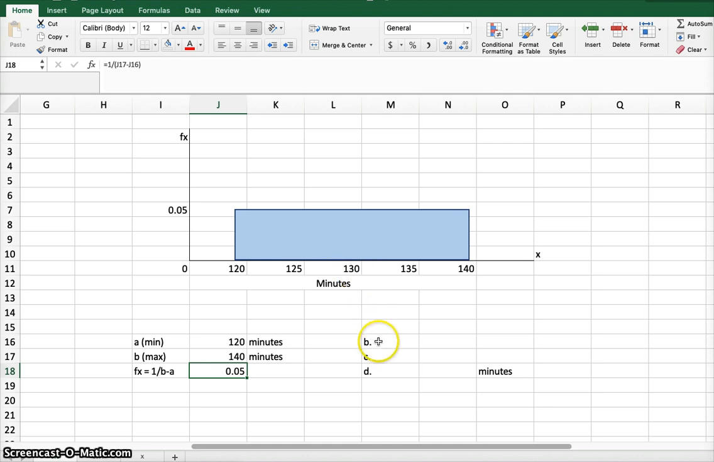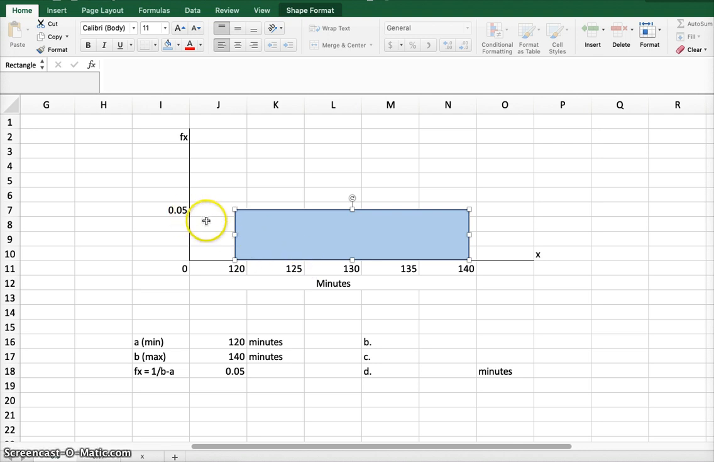So let's look at the problem. B says, what's the probability that the flight will be no more than 5 minutes late? Okay, so if it's 5 minutes late, that means it would arrive in 125 minutes. So what I need to do is find this area right here. Everything within that rectangle is the probability that it will arrive no later than 5 minutes late, no later than 125 minutes. So all I need to do is calculate the area of this rectangle. The difference between 120 and 125 is 5. So the width of the rectangle is 5, and the height of the rectangle, this is definitely not in proportion, is 0.05.